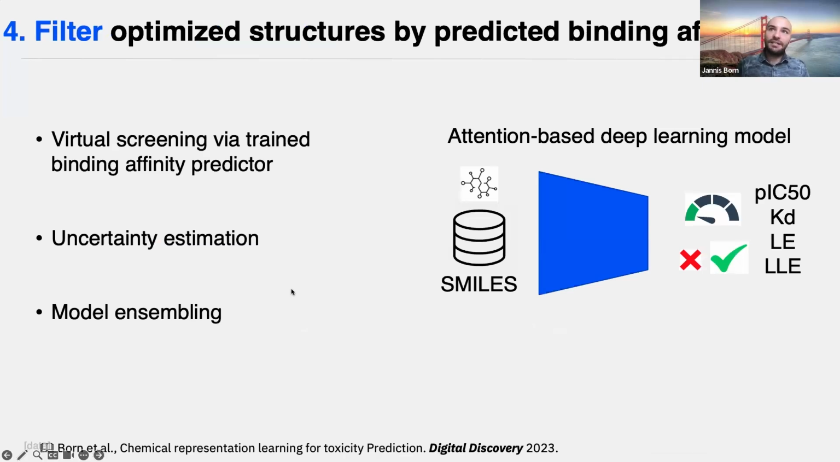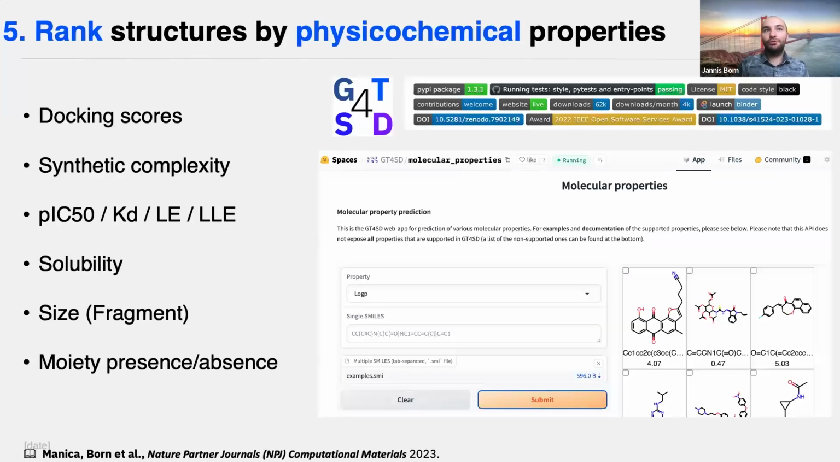Then, of course, there's a filtering stage where we take the whole virtual library and we pass it to the virtual screening model, and we only keep those molecules that are the most promising binders, so to speak. There are also some other aspects included here, like uncertainty estimation for the predicted binding affinity. And then, of course, we have to rank the molecules based on some scores. So this might be the binding affinity, but there might be a lot of other properties. This always depends on the medchem group.